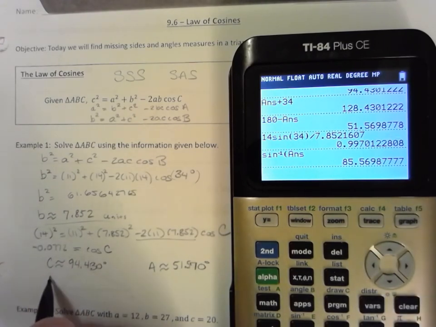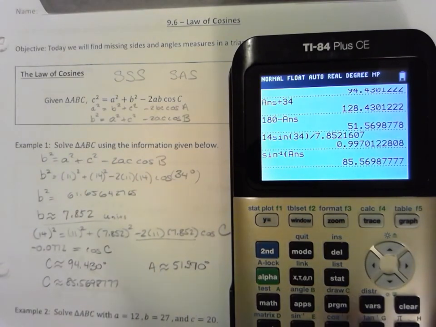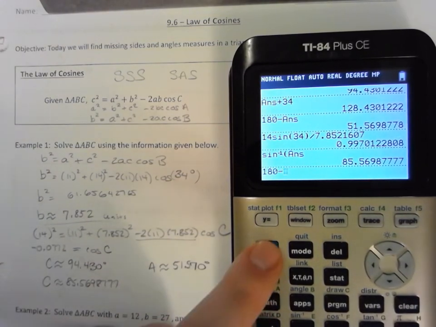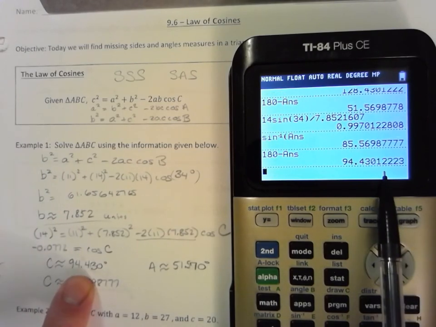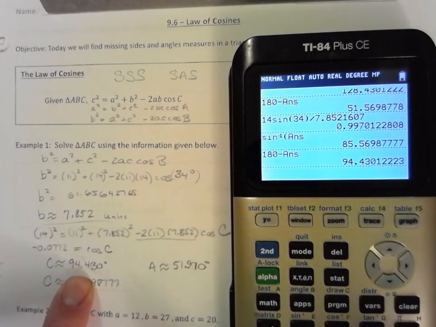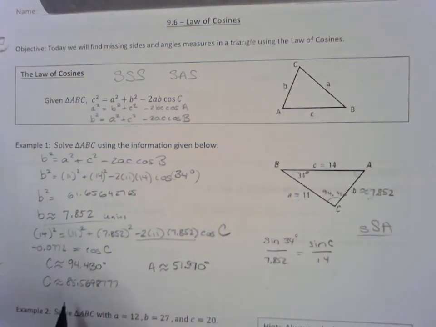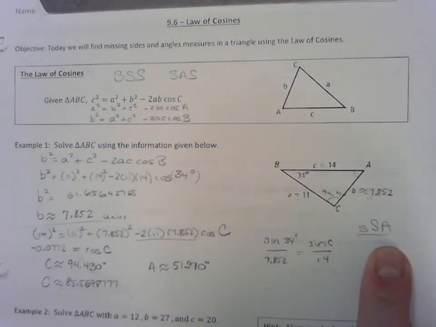Now that would be the measure of angle C, but that's not what we got when we used our law of cosines. So basically I would have switched to the law of sines to solve this triangle, except we noticed there was an ambiguous case. Now I'm just wondering, if I take 180 and subtract this answer, does that give me the, oh yeah, it was the supplement that we wanted anyway. So we do have to be careful when we solve these with the law of cosines, because we might fall into a law of sines trap for an ambiguous case.